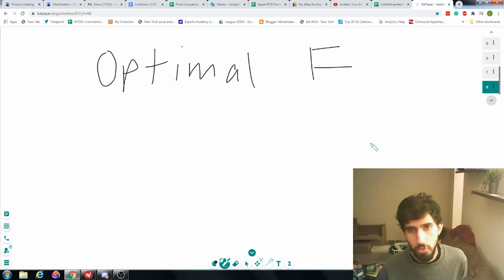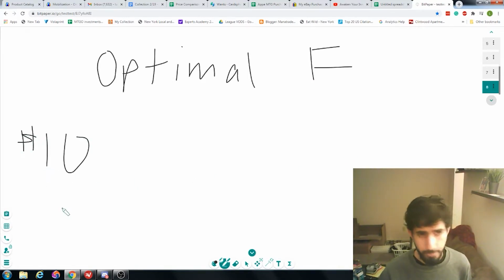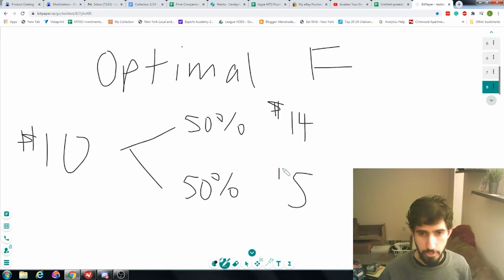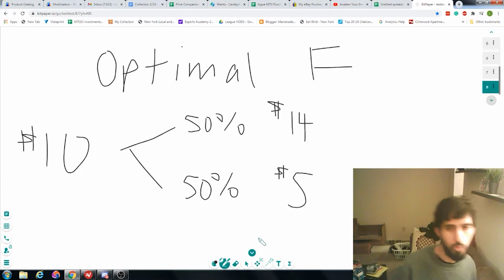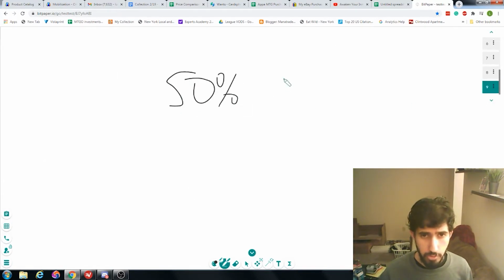Basically, when you're making an investment, one way of thinking of it is like you're making a bet. Let's say, for example, there's a $10 card and there's a 50% chance it goes to $14, and a 50% chance it goes down to $5. One way we could rewrite the situation is a 50% chance that you are plus $4, and a 50% chance that you're minus $5.